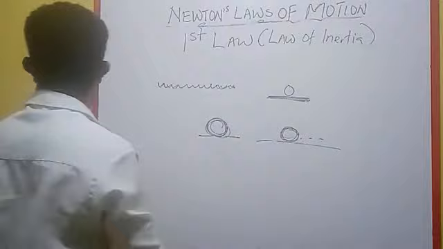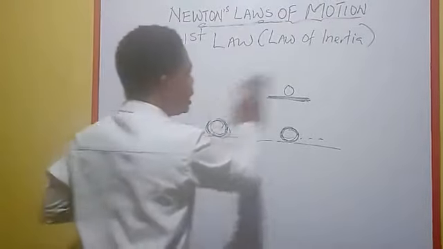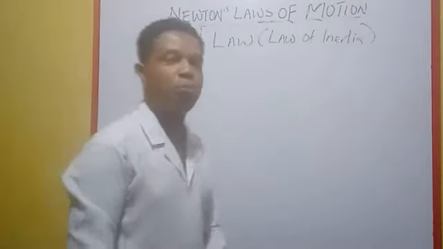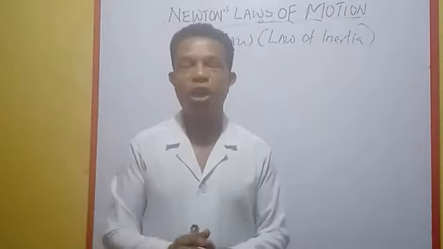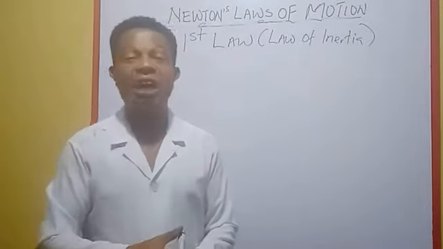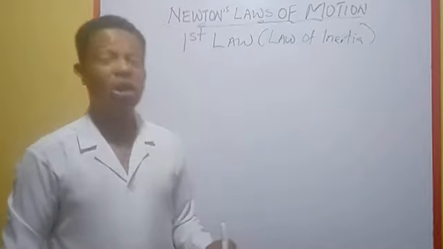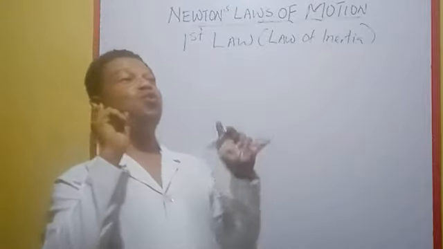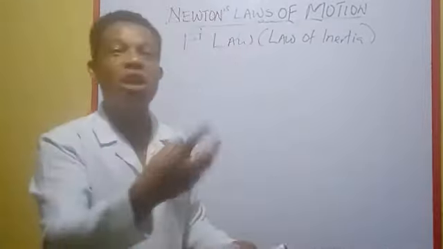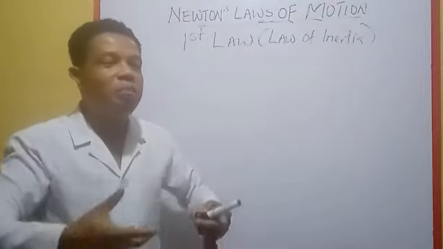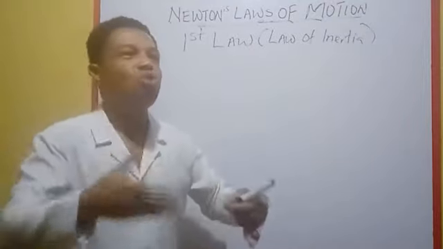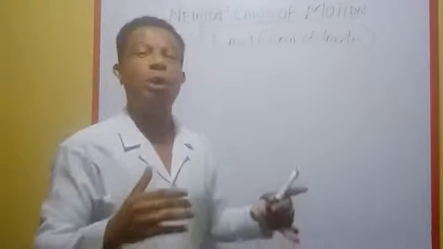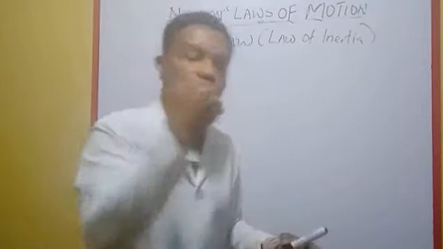Now, what are the applications of this law? The application of this law is simple. We can notice that passengers in a fast-moving bus are thrown forward when the driver suddenly applies the brakes. Why? Because the people in the vehicle want to continue their uniform motion in a straight line, but the driver decides to apply what? Brake. That is interrupting the motion.